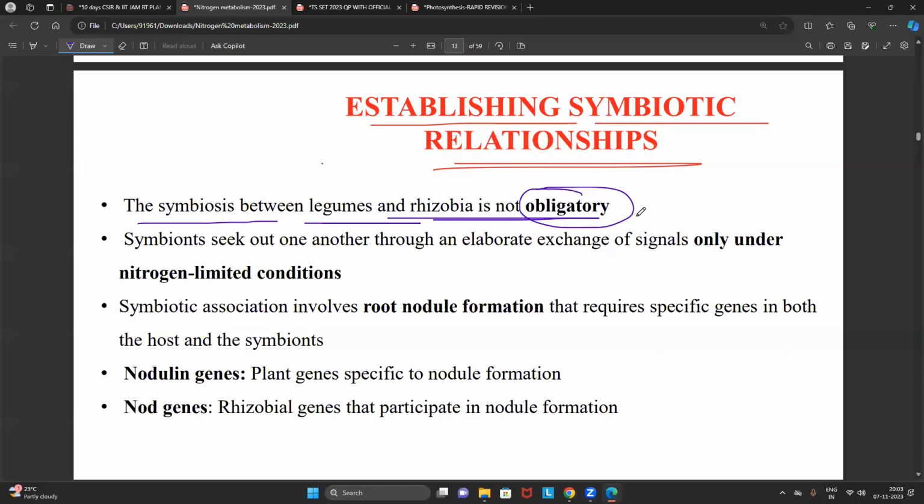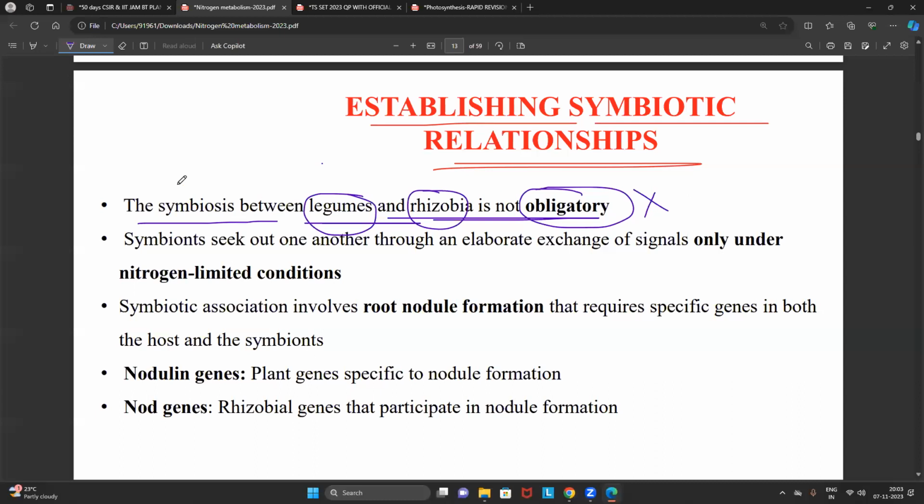Again, the previous statement that they asked in the exam: the symbiosis between the legumes and rhizobia is not obligatory. Such a good statement it is. They may give the statement that the relationship between the bacteria and plant is always obligatory, which is a wrong statement. Bacteria and plant never maintain the relationship all the time. They will only maintain the relationship whenever there is a requirement. If there is no requirement, they never maintain the relationship.